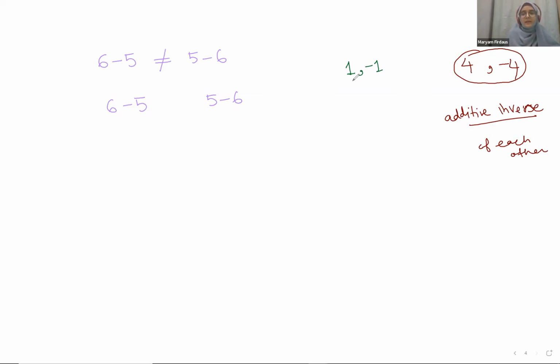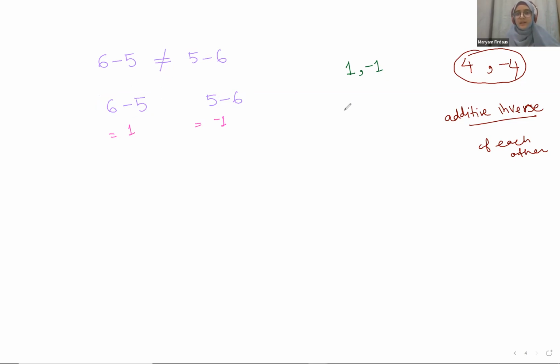So now they are additive inverses of each other. This is nothing but 1, and this is nothing but minus 1. So whether you write 6 minus 5 or you write 1, it's the same thing, right? You can replace the expression 6 minus 5 by the number 1. What can you say about 6 minus 5 and 5 minus 6? 6 minus 5 and 5 minus 6 are additive inverse of each other. Very good. Excellent.